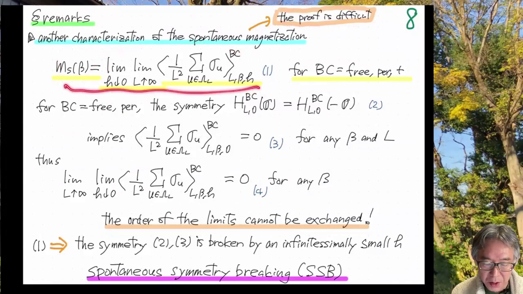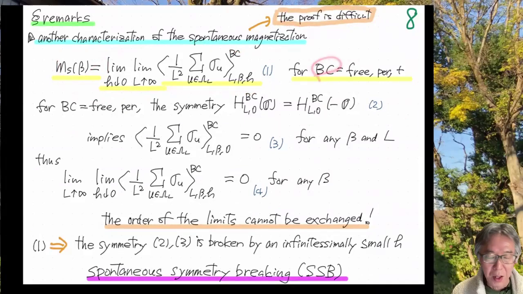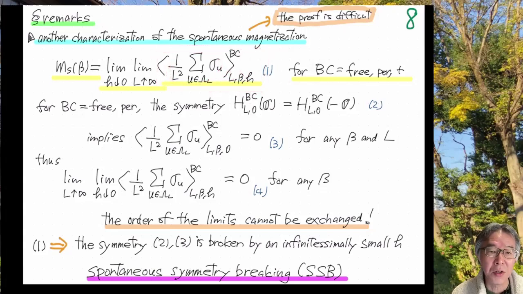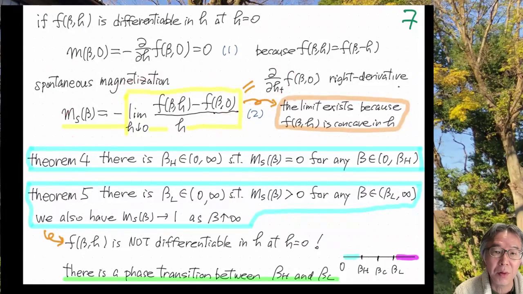So what is this definition? Well, you fix a boundary condition, and you take finite L, and you fix beta, and take some finite positive H. And you consider this expectation value of the magnetization density. Then you fix beta and H, and take the limit in which L goes to infinity. And after this infinite volume limit, you let H go to 0. And so this actually gives exactly the same thing as this right derivative for the Ising model.